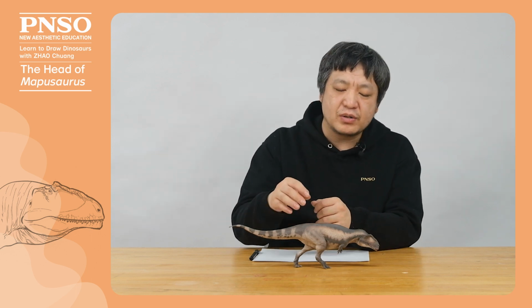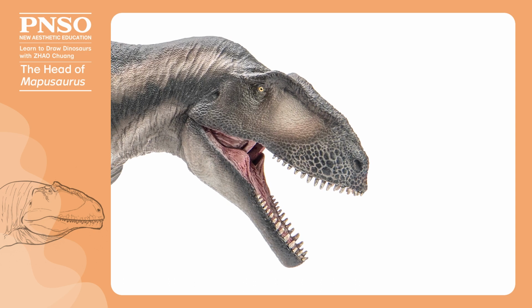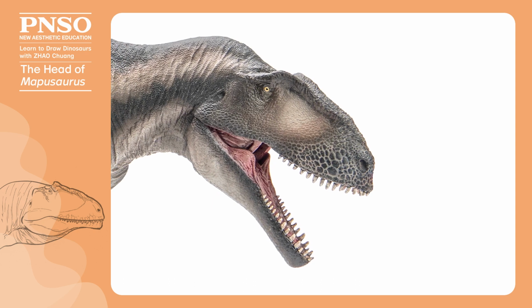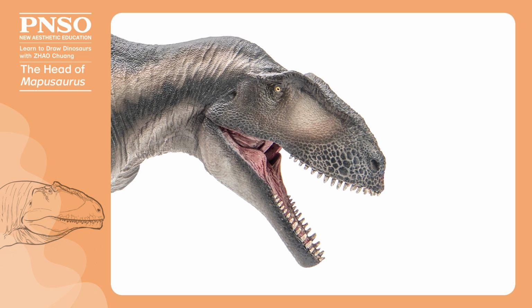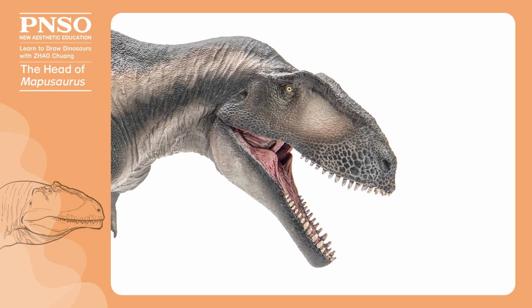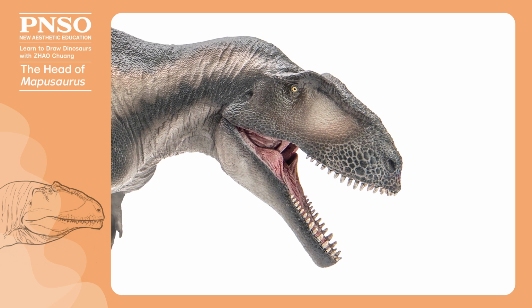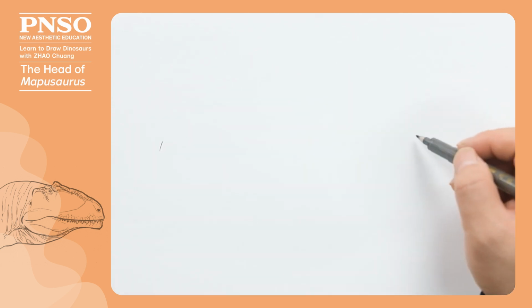Let's draw the head of Mapusaurus today. The head of Mapusaurus was very similar to that of Giganotosaurus, but the overall shape was square. When drawing, we should pay attention to the proportion of each part of its head, where the teeth were located and ended, and other details. Let's draw it with its mouth closed.